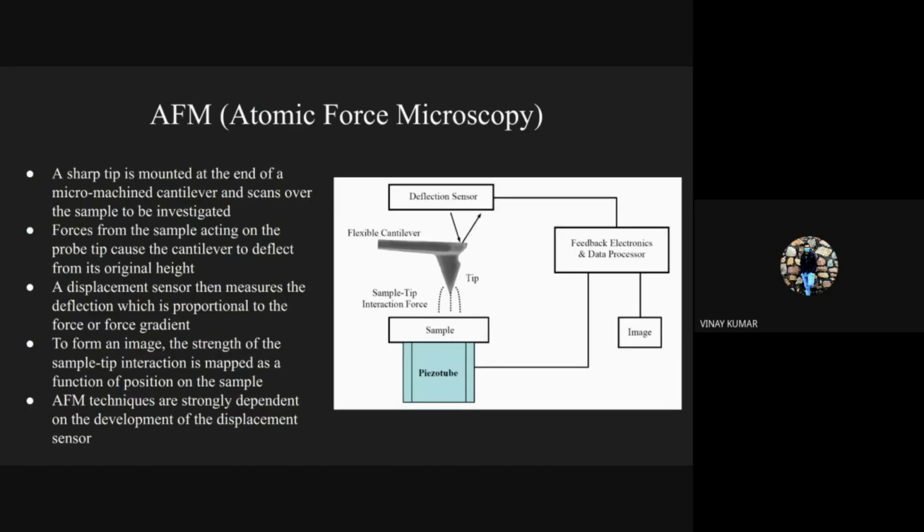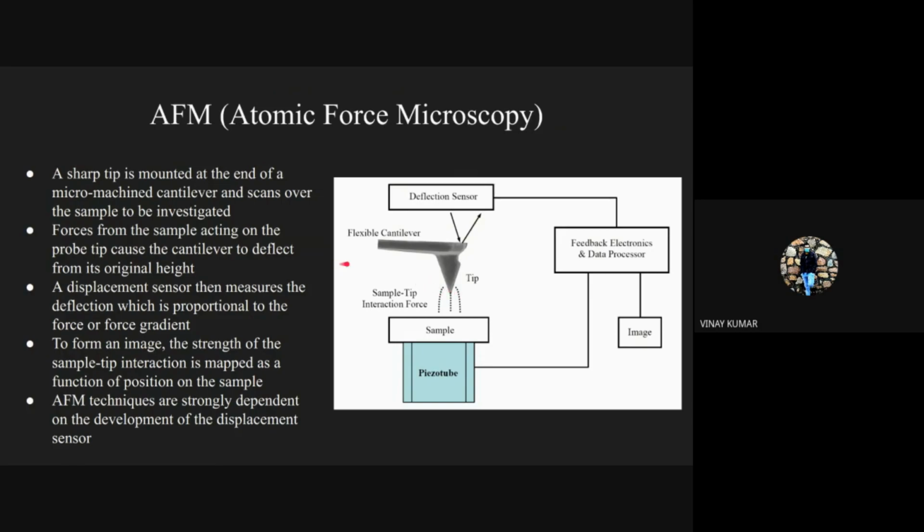So AFM: as we have discussed, a sharp tip is mounted at the end of a cantilever and scanned over the sample to be investigated. This is the cantilever, and this is the tip, and below it is a sample which is attached to a piezo tube, and then feedback electronics is there, and then we get the image. Above the cantilever we have the deflection sensor. Forces from the sample acting on the probe tip cause the cantilever to deflect from its original height. So there is an interaction between sample and tip by magnetic force.